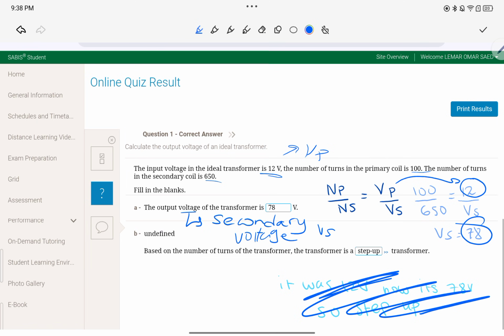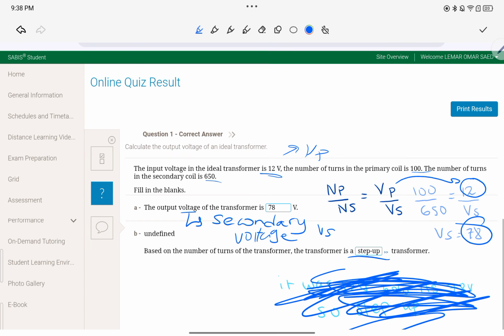You'll get 78. Now here I said it wrong, that's why I scratched it. They want to know if it's a step up or step down. Step up means it went up. Now you look at the turns, you don't look at the voltage, always at the turns. I keep making the same mistake. Turns out I never learn. Anyway.